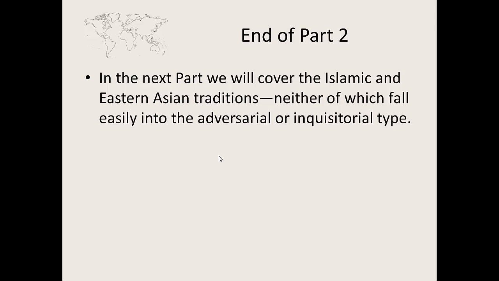That's a brief overview of the two primary procedures, inquisitorial and adversarial. In the next part, we're going to look at how Islamic law and the East Asian traditions are variations of what we have just talked about. Neither one of them fits nicely into either the adversarial or the inquisitorial descriptions.